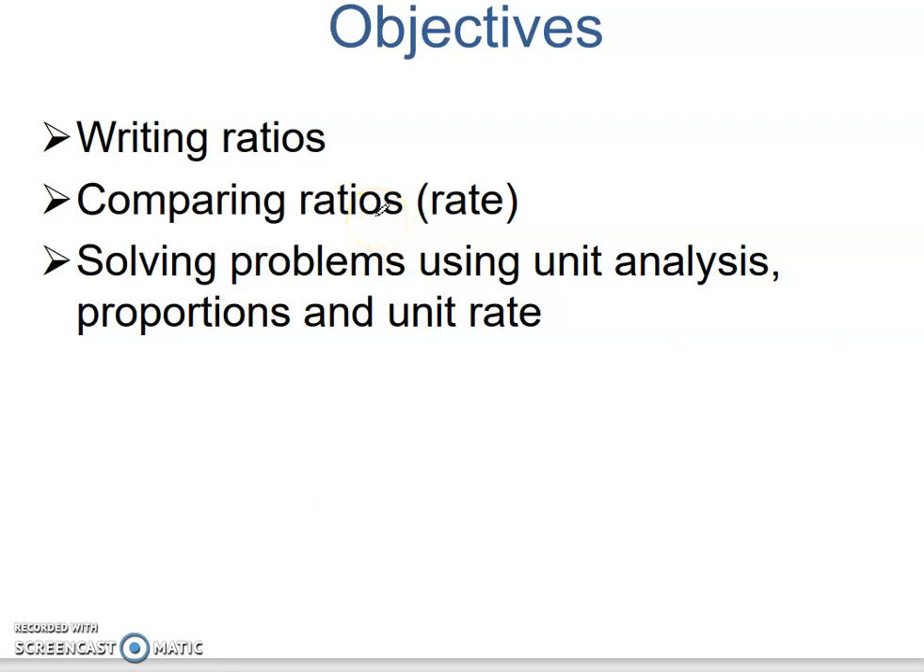All right, everyone, we are taking a look at the second lesson in which we are talking about rates. So we're going to be comparing ratios and rates. We're working on page 11 in our workbook. The main objectives are going to be writing ratios, comparing ratios, mostly the rates, and then solving problems using unit analysis, proportions, and unit rates.